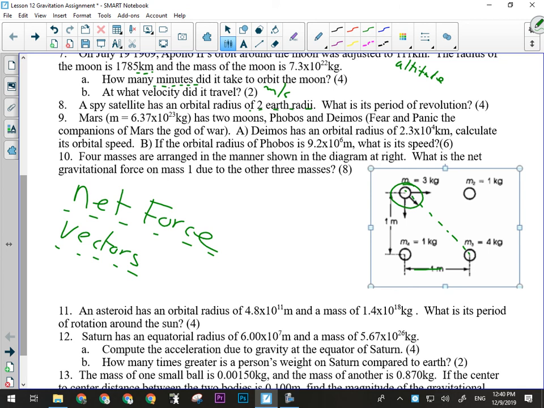This is the most common mistake on that question: to say that the radius between mass 3 and mass 1 is 1 meter. Guys, diagonally across a square with sides of 1 meter is more than 1 meter. Just keep that in mind.